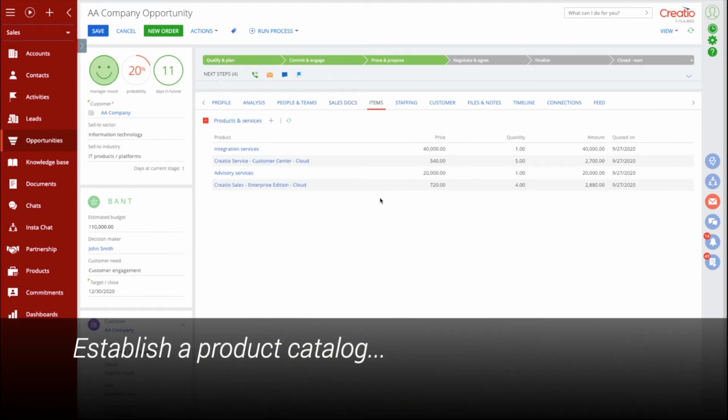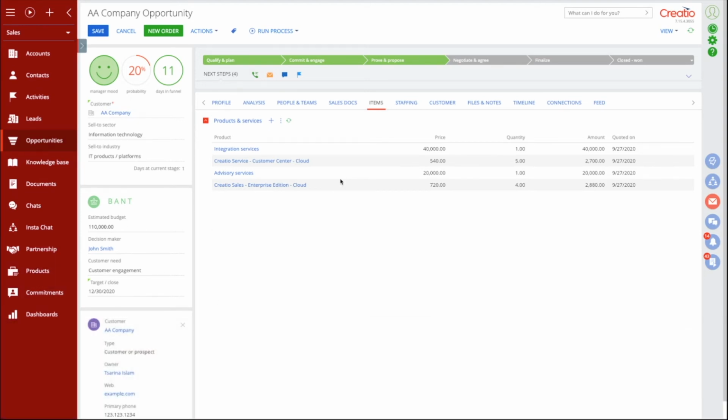We can choose from our product catalog the services or items that we might be selling with their pricing. Yes, we can get the automated math from the system, which we can, yes, override if we wish.